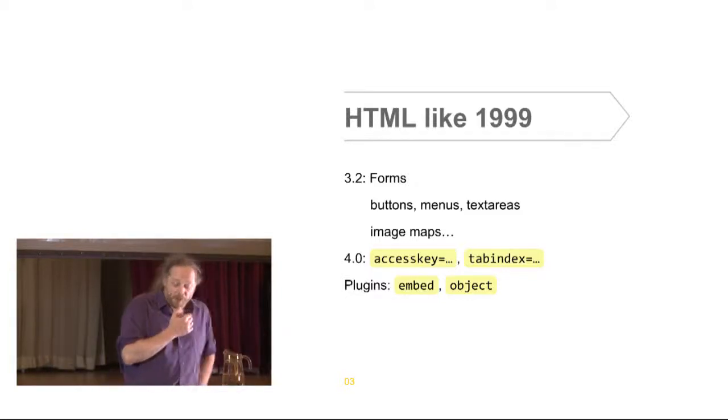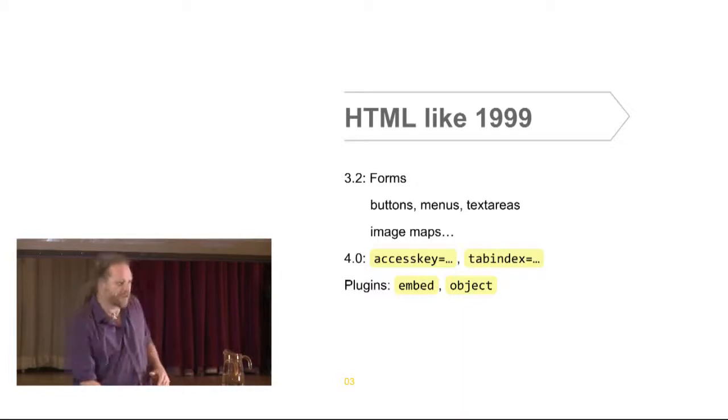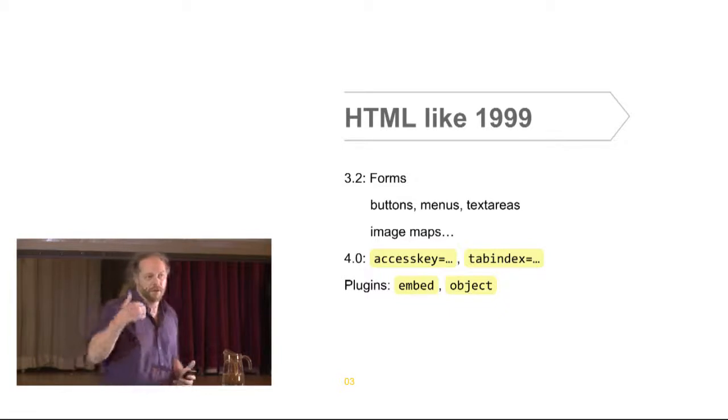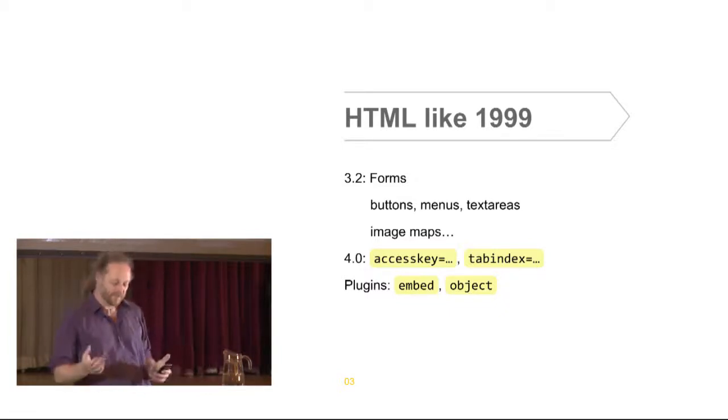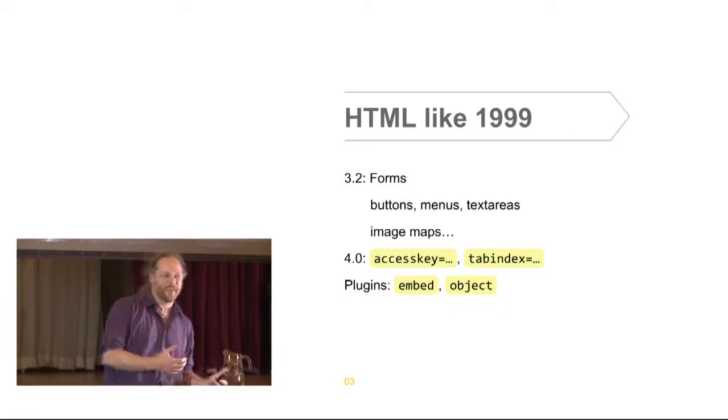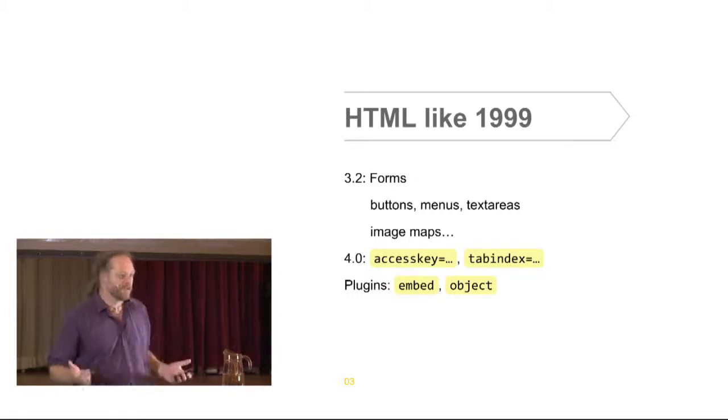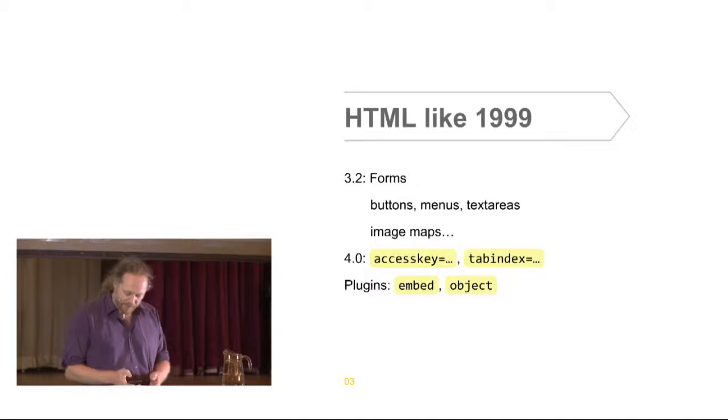HTML introduced a couple of cool things. It introduced an access key and it introduced tab index. HTML also got the embed element that wasn't standardized ever until HTML5, but did work. And it got the object element a little bit later.